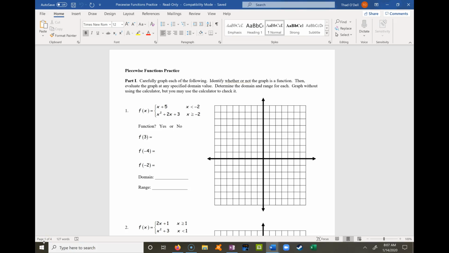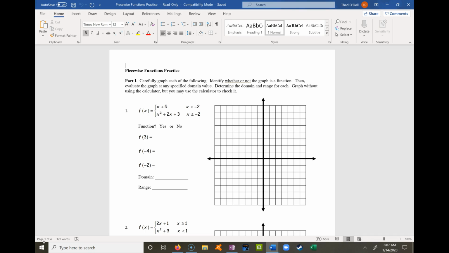In this video, I'll be working through this piecewise function worksheet. It's posted in Canvas. I think it's called More Piecewise Function Practice. Several people have requested they need more practice, so here it is. I'm just going to run through it, and hopefully this will help you gain a better understanding of how to graph and write piecewise functions and how to evaluate them.